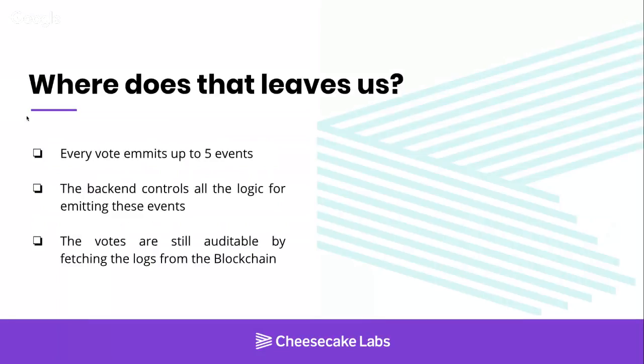So right now, this new version of the contract makes it so that every vote emits up to 5 events. The backend controls all this logic, but the votes are still auditable. If you fetch the logs from any blockchain node, you can parse all the votes and make sure that they are correct. Each user would be able to consult the votes and make sure that his vote was really recorded.